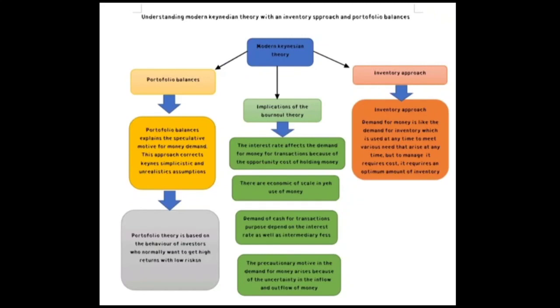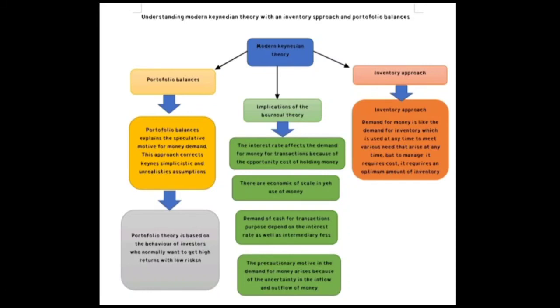Understanding modern Keynesian theory with the inventory approach and portfolio balance. Modern Keynes theory affirms portfolio balance. Portfolio balance explains the speculative motive for money demand. This approach corrects Keynes' simplistic and unrealistic assumption, because portfolio theory is based on the behavior of investors who normally want to get high returns with low risk.